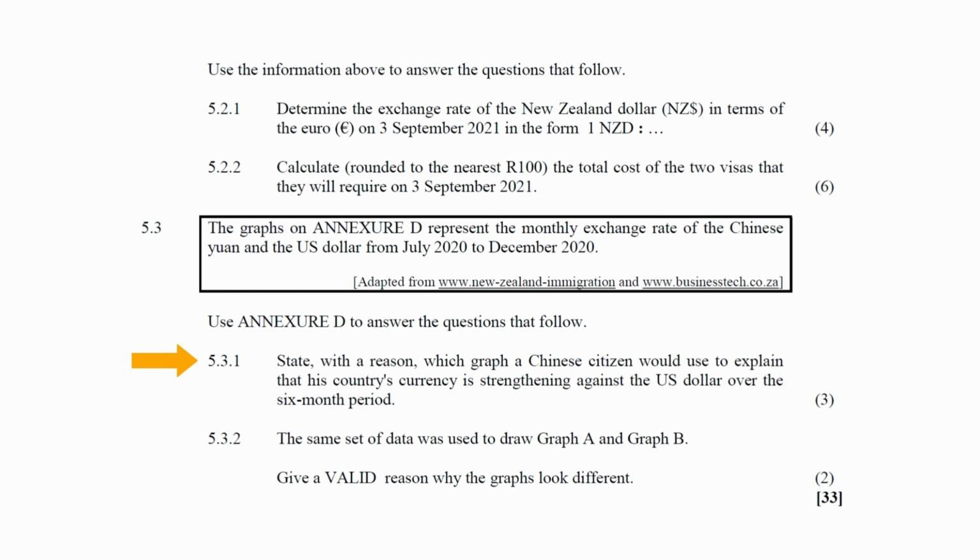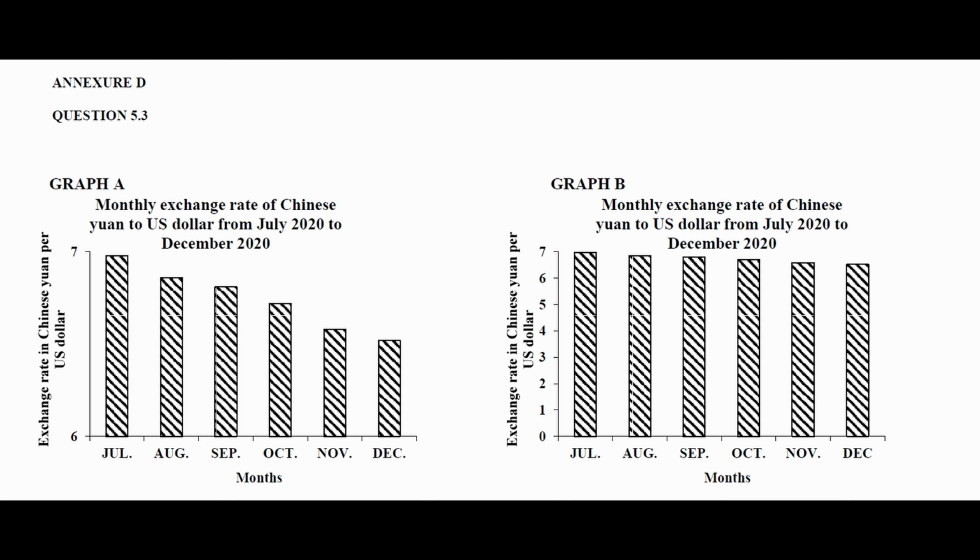In question 5.3.1, you have to state with a reason which graph a Chinese citizen would use to explain that his country's currency is strengthening against the US dollar over a 6-month period. Analyzing the two graphs, we see that graph A appears to show a sharp decline in the US dollar against the Chinese yuan. The reason a Chinese person would use this graph to explain that his country's currency is getting stronger against the US dollar is that it is clear to see that as the months go by, it costs less Chinese yuan to buy 1 US dollar.